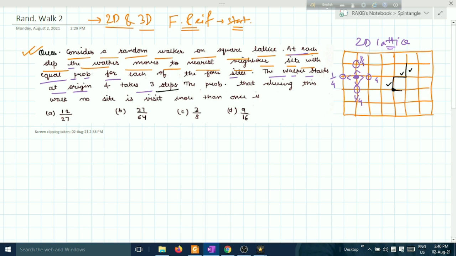The walker can go either side. The walker can go on this side, the walker can go on this side. These are 3 steps: 1, 2, and 3 steps. You can check it on your own.